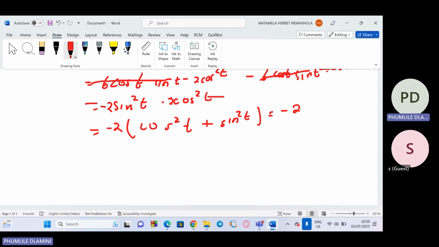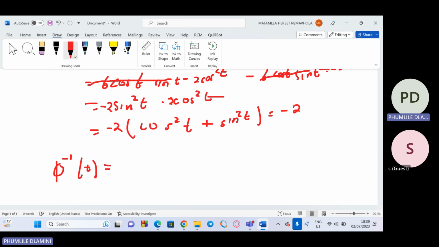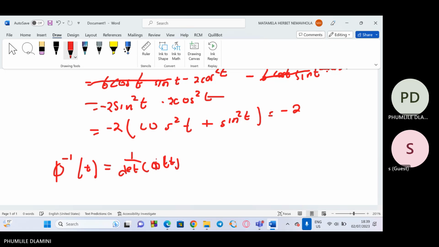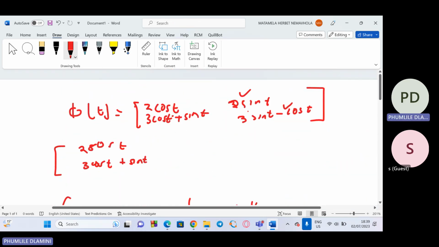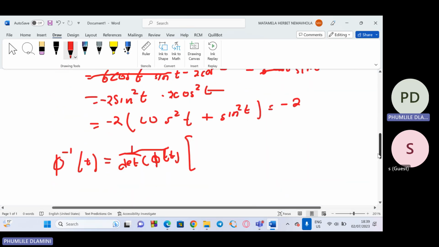Now we have delta equal to 2. In order to find the inverse of q, I have to multiply by 1 over delta of q of t. Then we swap these two: this one goes to the other side and that one comes here. You multiply those by negative, and the other two remain the same and you also multiply them by negative. So when you rewrite it, it goes this way.